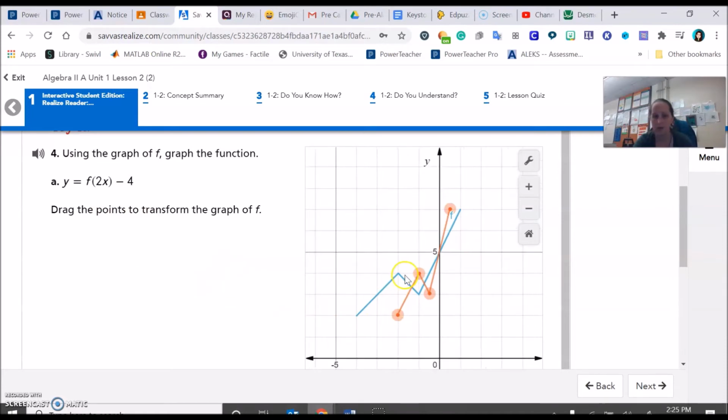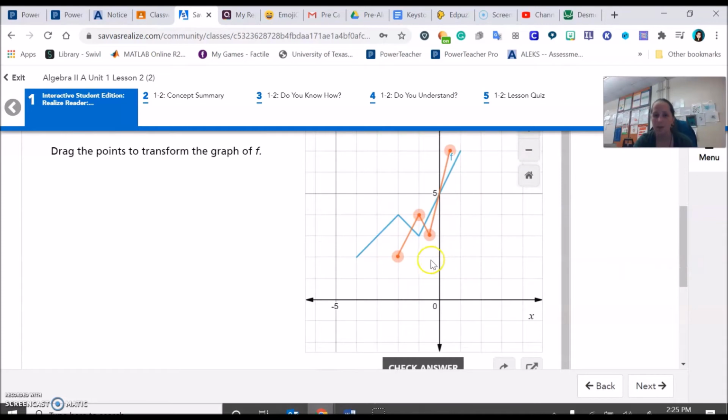It's a little smaller. So 1, 2, 3, 4 gets moved down here, and the other points each get moved down 1, 2, 3, 4.